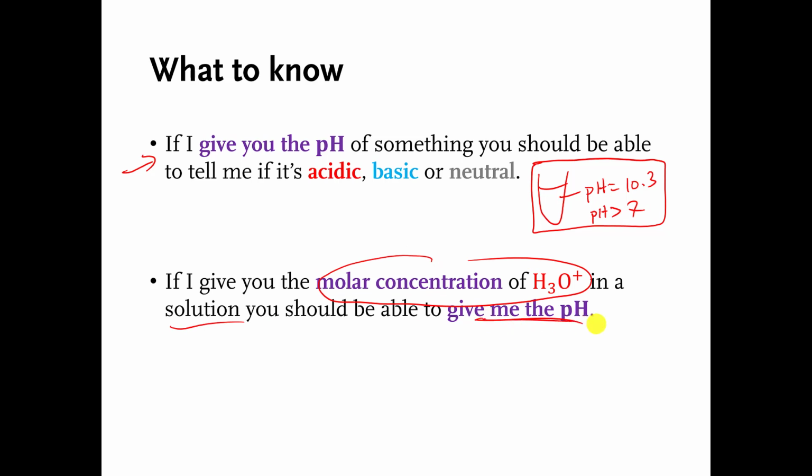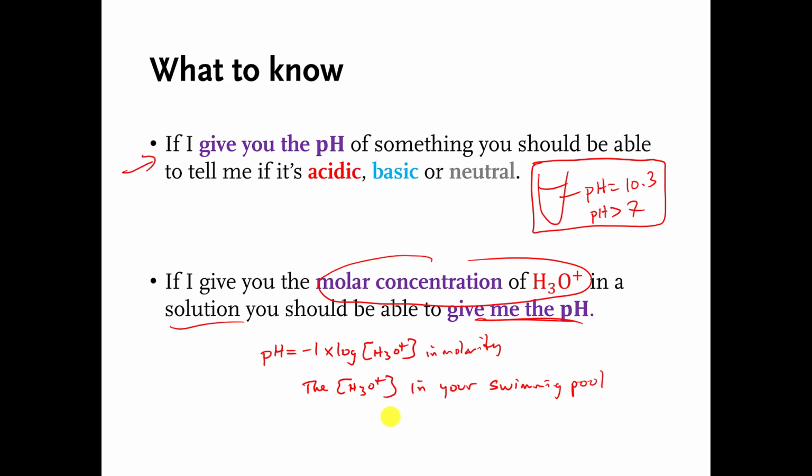If I give you the concentration of H3O+ in a liquid, you should be able to use the pH formula to figure out what the pH of your liquid is. So for example, I'll give you the pH formula, -1 times the log of the H3O+ concentration in molarity units. And if I said the concentration of H3O+ in your swimming pool is 6.2 times 10 to the -6 molar, what's the pH of your swimming pool water? You can pause the video and take a minute to figure that out.